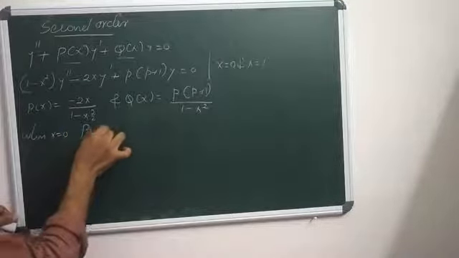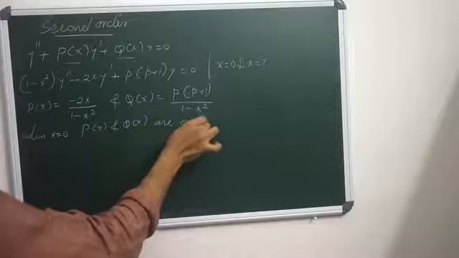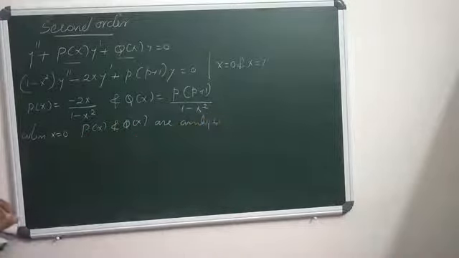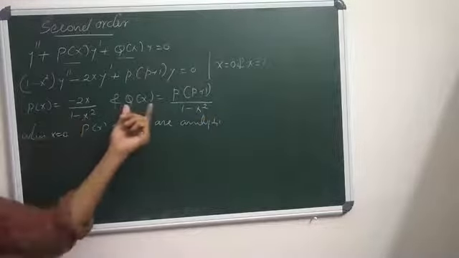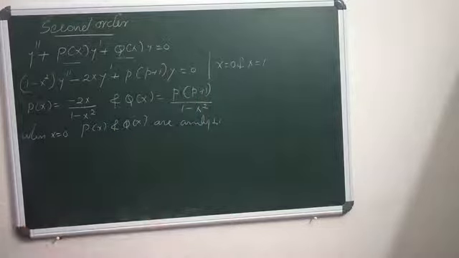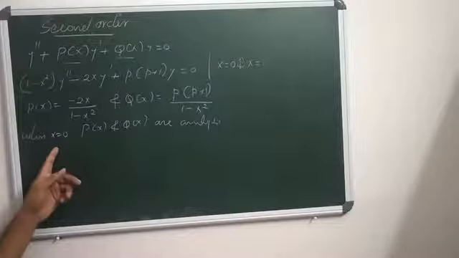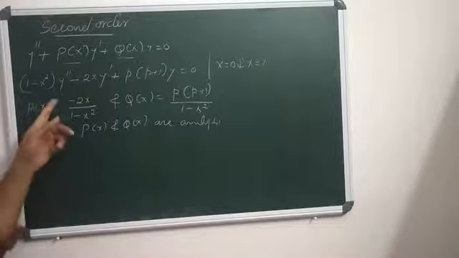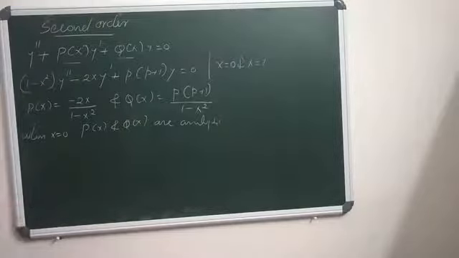So immediately, when x equals 0, both p of x and q of x are analytic. Clear? When x equals 0, p of x is 0, and q of x equals p into p plus 1 by 1. So clearly it is analytic at x equals 0, meaning p of x and q of x are analytic at x equals 0, meaning x equals 0 is an ordinary point of this differential equation.